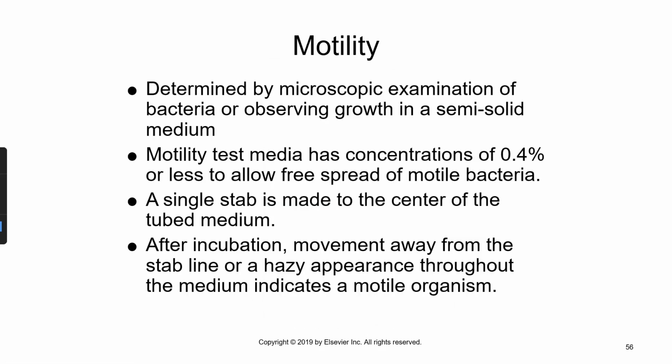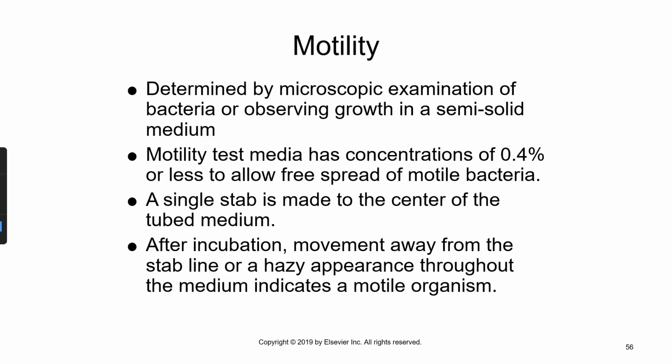Motility is determined by microscopic examination of bacteria or by observing growth in semi-solid medium. The ability of a microorganism to swim or move is another distinguishing characteristic. Just like looking at cell shape, we can look at them under the microscope and see if they're swimming. This is really tough, and there's a procedure called a hanging drop slide, where you put a drop of medium on a cover slip and hang it over a well in the slide, put it on the microscope, and try to watch them swimming.